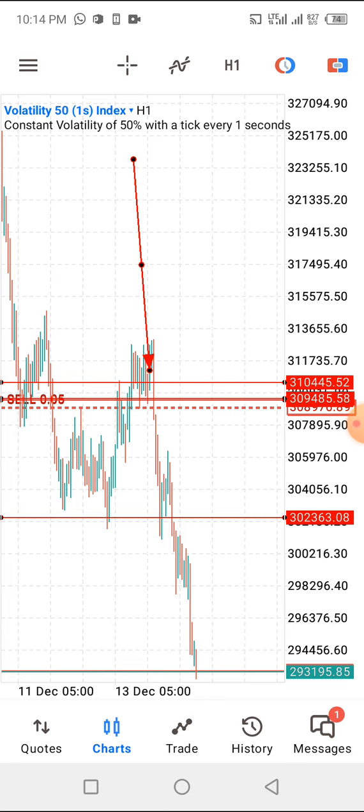So guys, this is how the trade went, and that was how I had to make an entry into this trade.